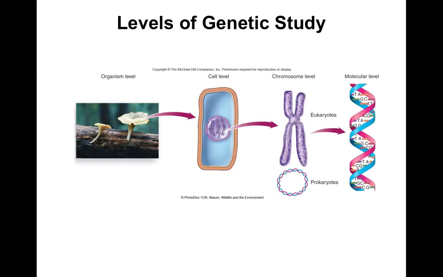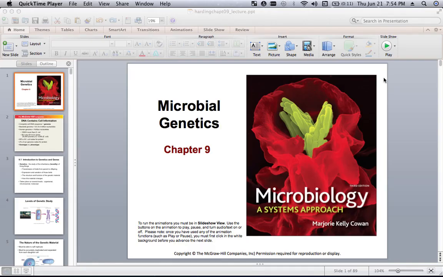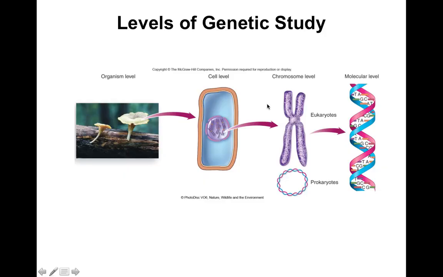On the organismal level, that's where the actual organism is composed of many cells, creating tissue. At the cellular level, you're getting variation between individual cells based on their genetic material. On the chromosomal level, you're getting variation between the different pieces of DNA. And then on the molecular level, you're getting variation between the A, T, C, and G content.